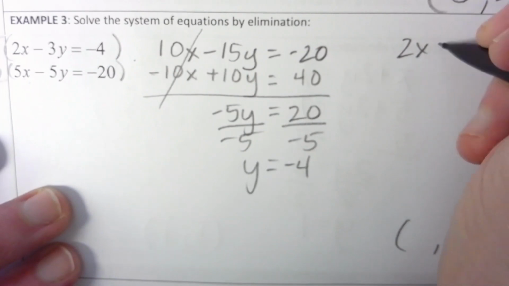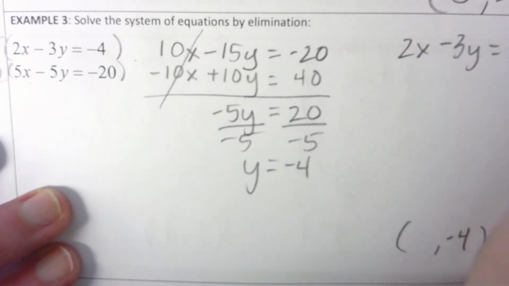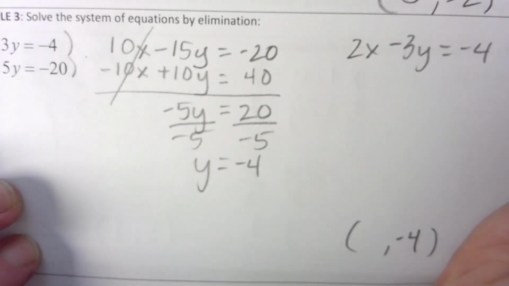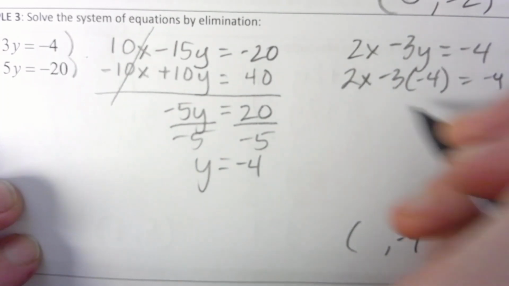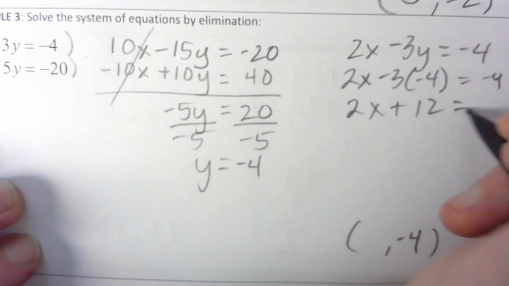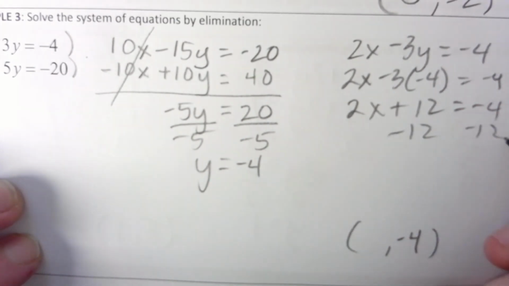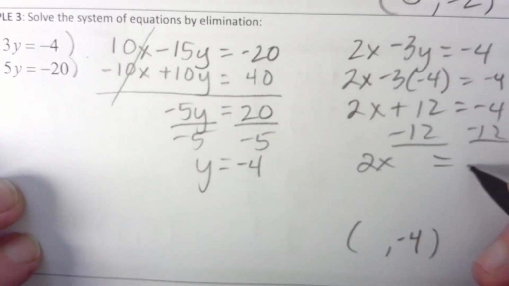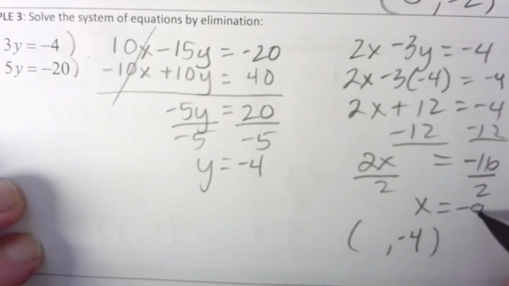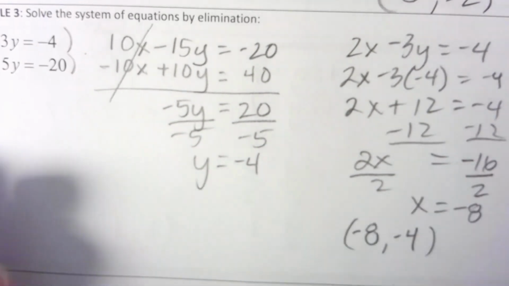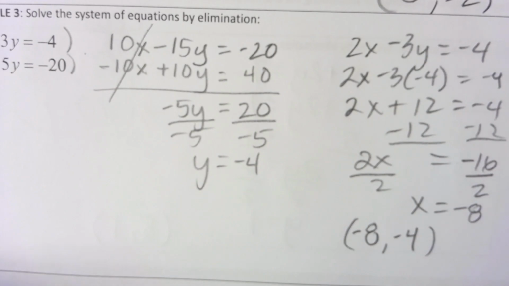First one, 2x minus 3y equals negative 4. This is just like what we did with the substitution method. 2x minus 3 times negative 4 equals negative 4. 2x plus 12 equals negative 4. Subtract 12. x equals negative 8. And you can go to Desmos if you want to check that. I'm just checking it sort of real quick mentally. Negative 16. Yeah.